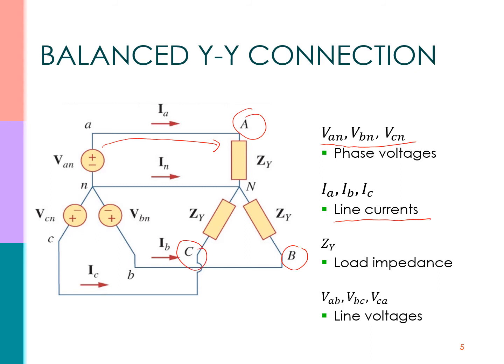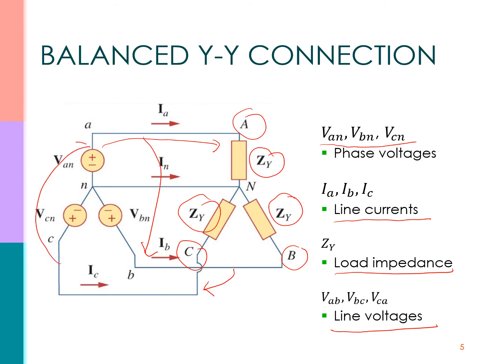We also have the load impedance, which we call Z_Y. Since it is a balanced load, the value of impedance Z_Y is equal in each phase. And we also have line voltage, which is VAB, VBC, and VCA, where VAB is calculated from line A to line B, VBC from line B to line C, and VCA from line C to line A.